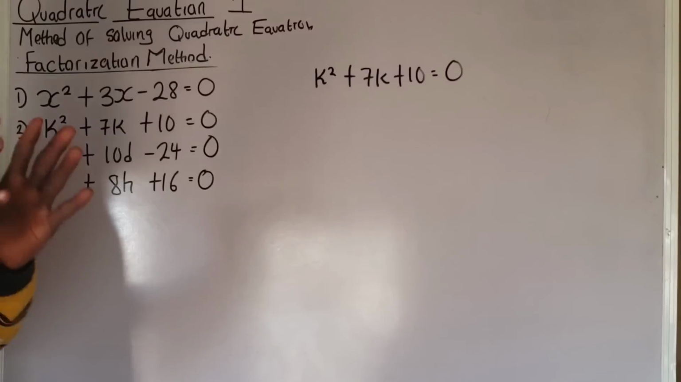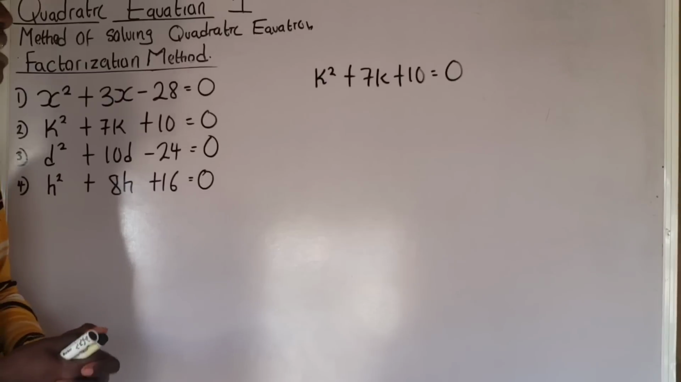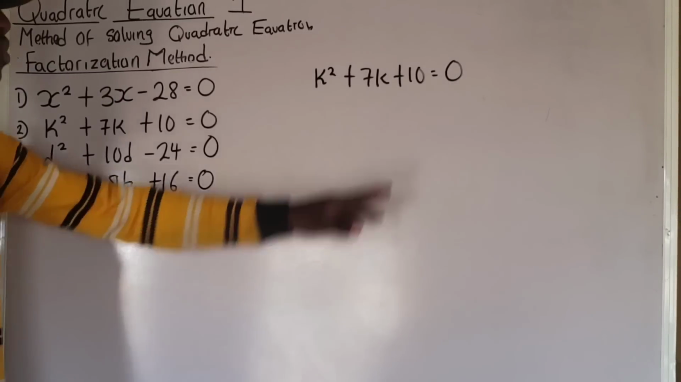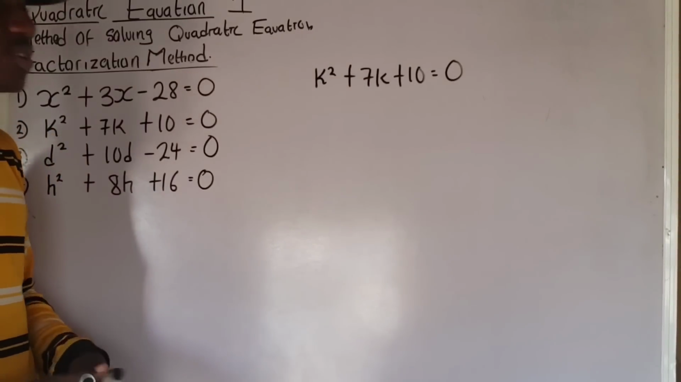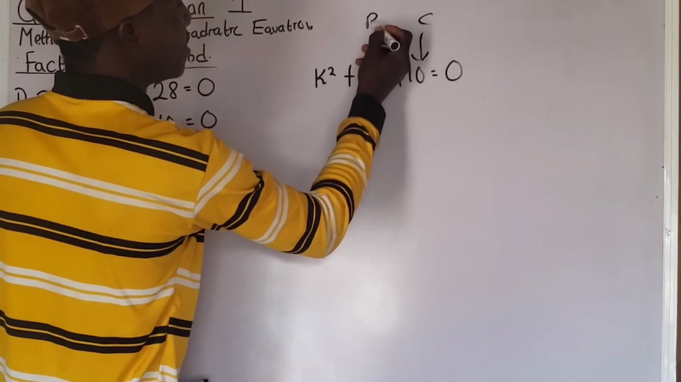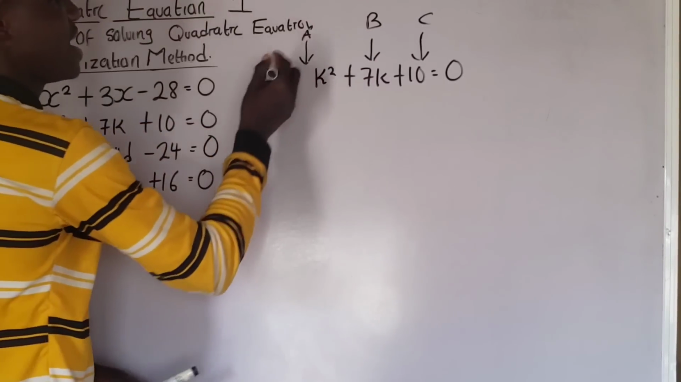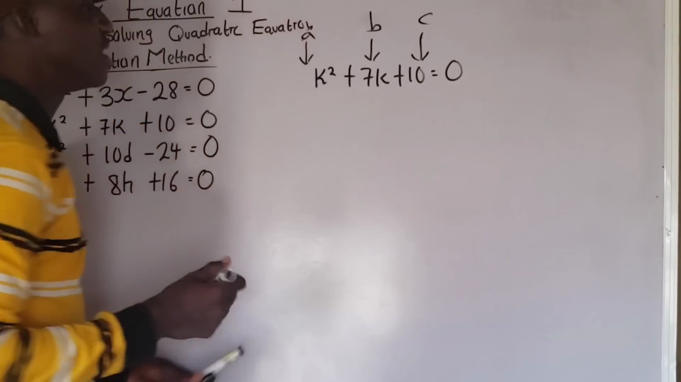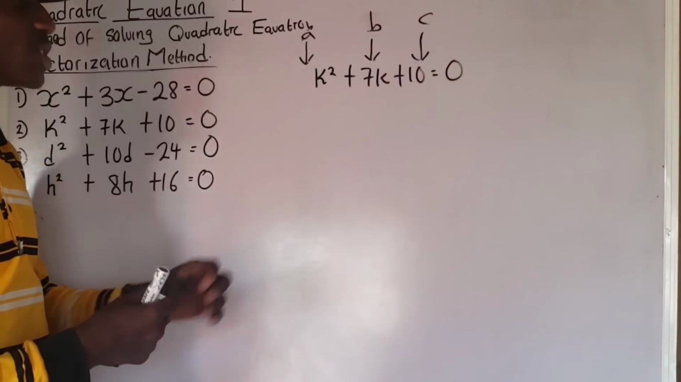Okay? Please just pay attention, okay? Now, how do we solve this quadratic equation? All you have to do is find two numbers such that when you take the product of these two numbers, you are going to get the constant term. The constant term is c. The second term is b. And the first term is a. A is 1. So there is an invisible 1 as the coefficient of this k squared.